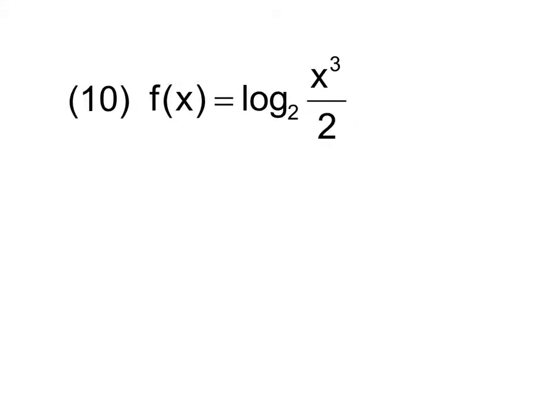Now, in number 10, it's now log base 2, not log base e. So what do we do? Fortunately, there's a rule that'll handle that. It's a change of base formula. It allows us to convert from something that's not a base e into something that is base e.